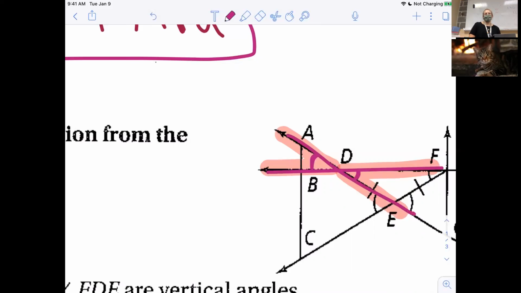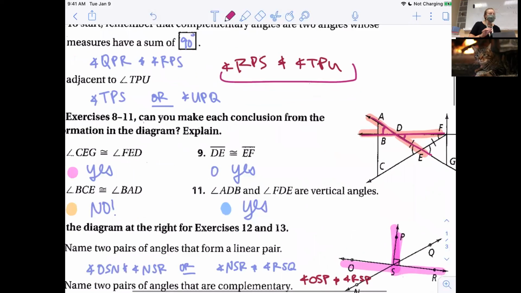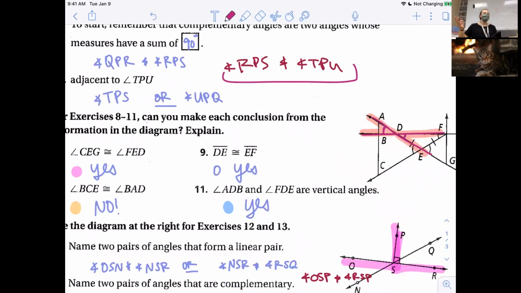We're going to keep talking about this one? Silas? So it's kind of saying, based on what's drawn, can we assume that? And what I'm getting at here is, unless something's marked, usually you can't assume that it's congruent. Unless it's marked, you can't really assume that it's perpendicular.